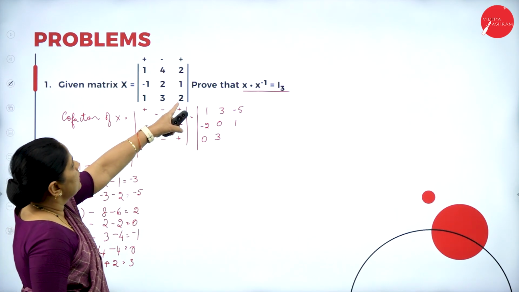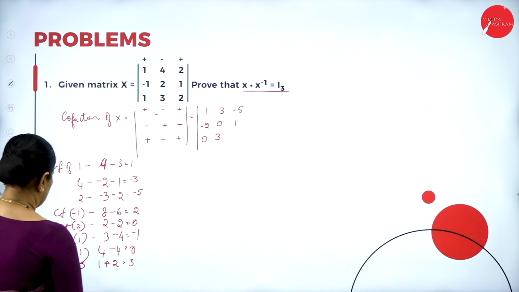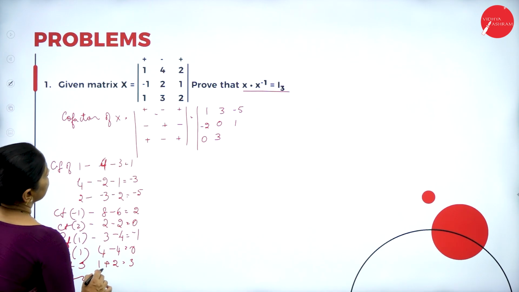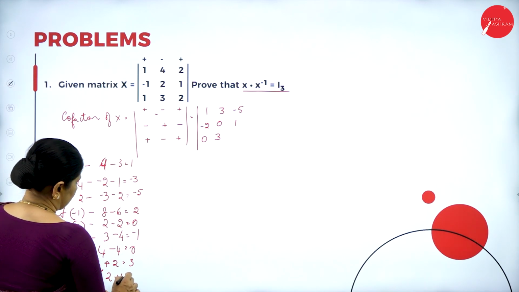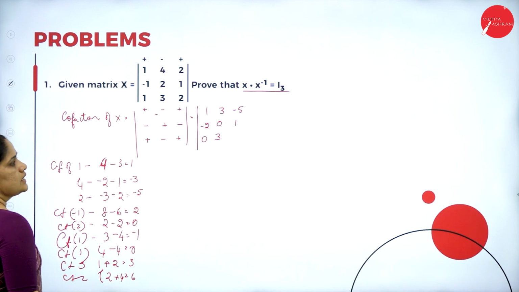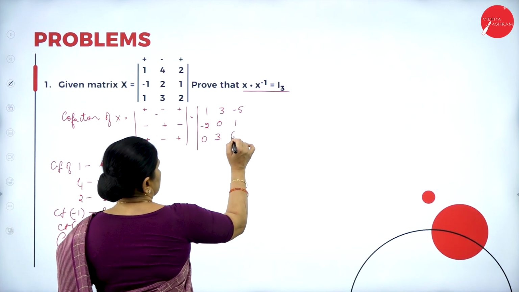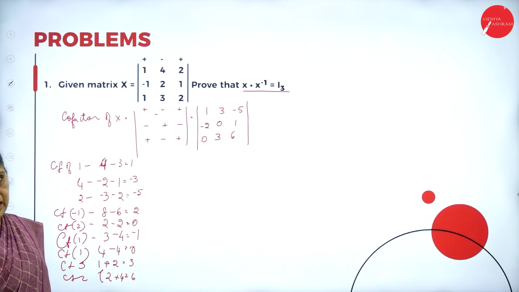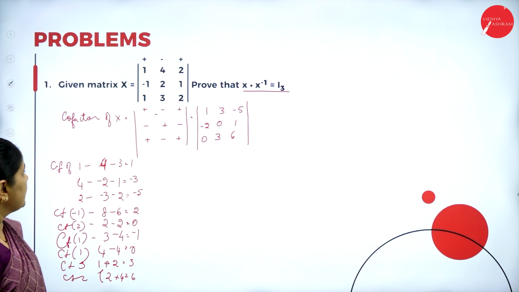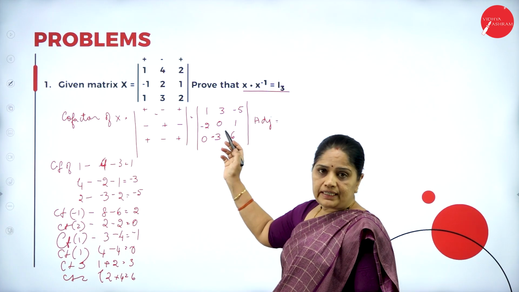Then the cofactor of 2 will be, CF of 2 will be equal to 2 minus of minus 4. So 2 minus of minus 4 is plus 4, that is equal to 6. So we got the cofactor of x. Now we have to do the transpose. So we have the cofactor matrix here.